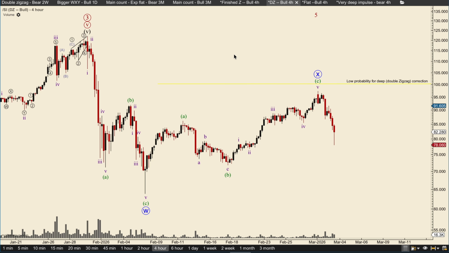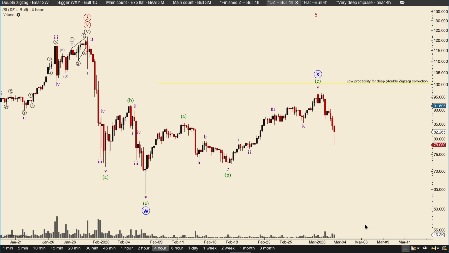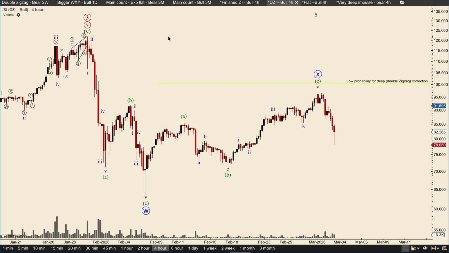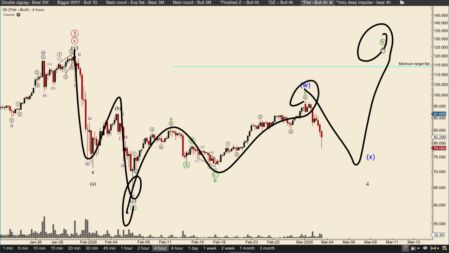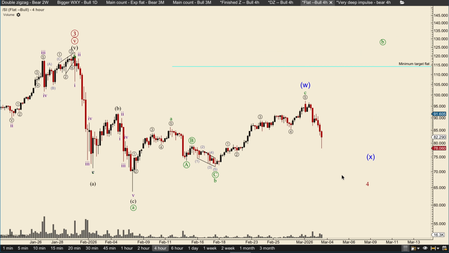The other possibility is counting it exactly the same, so zigzag here, but this time a W and then ABC wave X and then wave Y, creating a double zigzag like this. Afterwards we are looking for taking out this high and continuing the trend because this is a corrective structure. The other possibility is counting it as a wave A, ABC, W, X, Y into wave B, and then C, and then moving up, creating a larger sideways structure like that. But this is also a corrective structure looking for more upside.